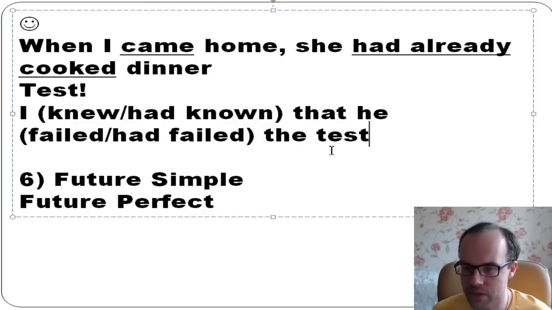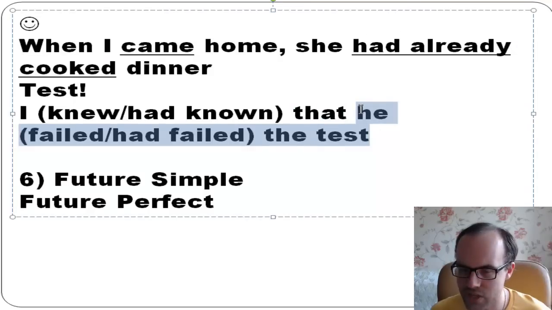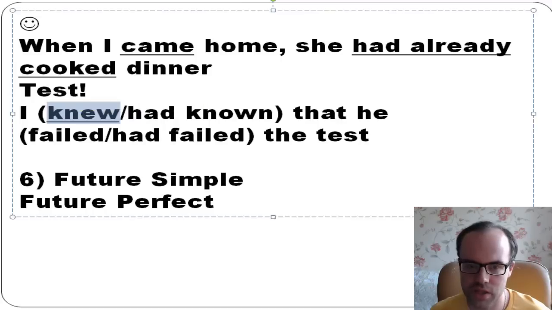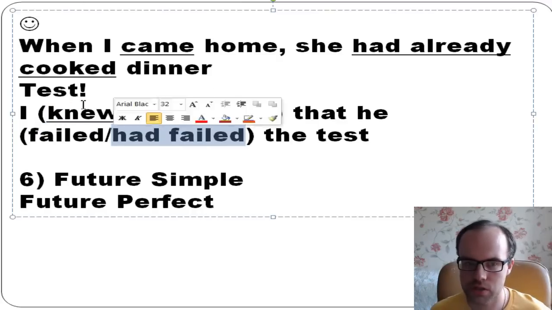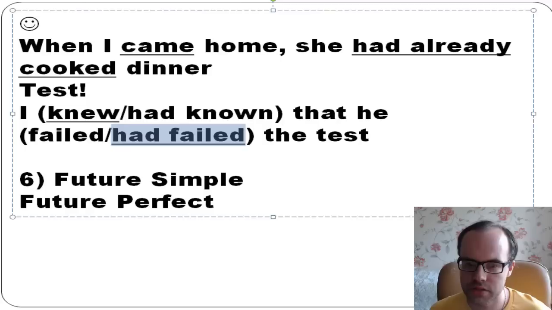So first he failed and then I knew. So it's the second action and it happened earlier. So it's about the past. You need to use past simple. Look, I knew that. And the second action is about the past too, but it happened earlier. But you need to use past perfect. So, I knew that he had failed the test. Okay? So, I think that's clear.